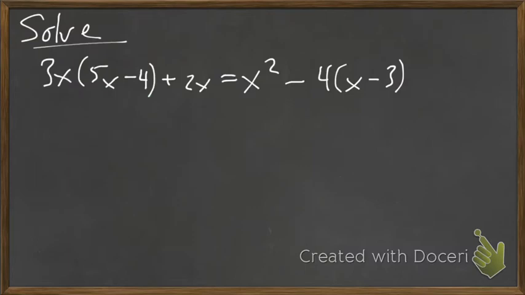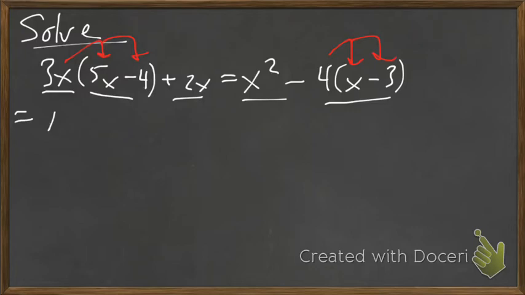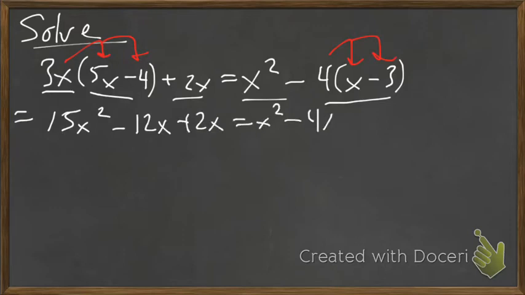In many cases, you're going to end up with larger questions that you have to expand and distribute like we've done before. So for example, in this case, I've got 3x multiplied by 5x subtract 4 plus 2x equaling x squared subtract 4 multiplied by x subtract 3 in brackets. So we're going to have to distribute these values. Right? So this is going to equal 15x squared subtract 12x plus 2x equaling x squared subtract 4x subtract 12. Okay, so I have, see what kind of like terms I have here.